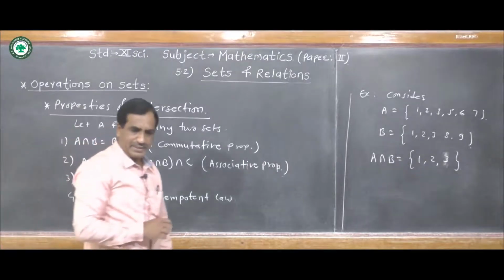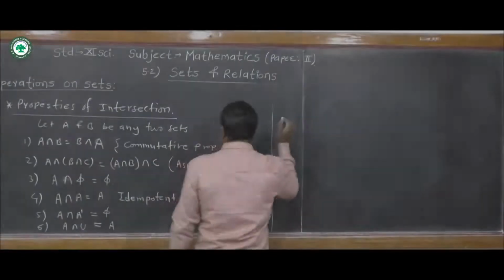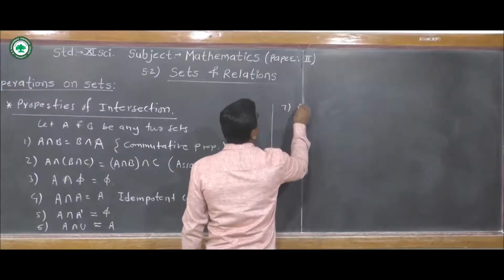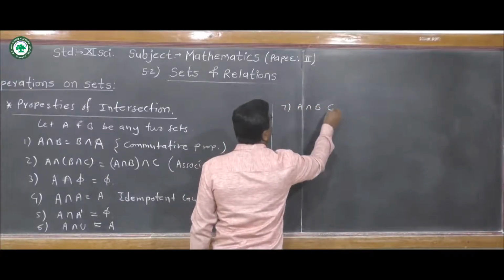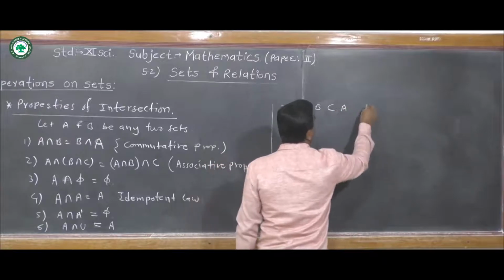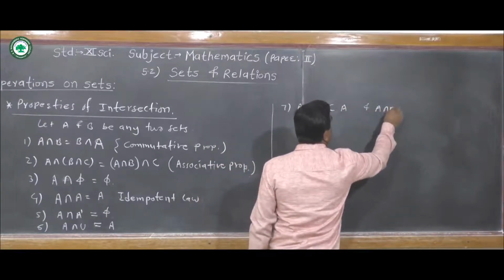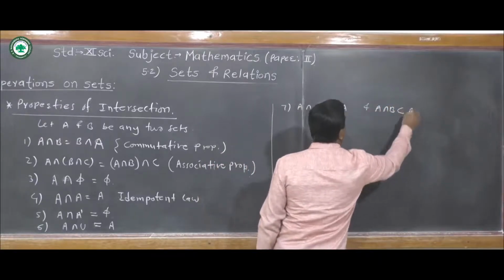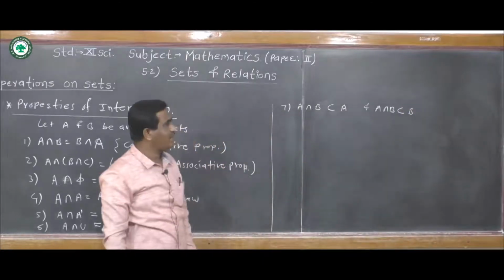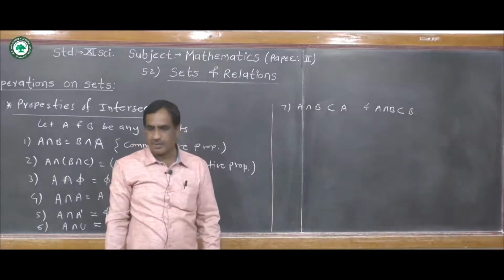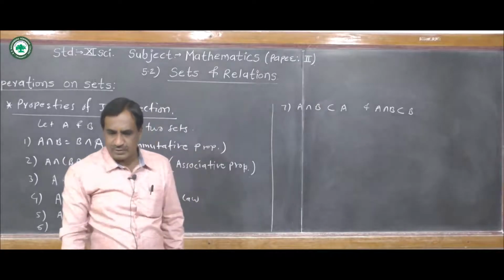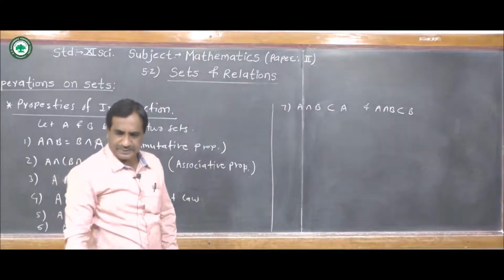The next property is number 7. A intersection B is a subset of A and A intersection B is a subset of B also. That is, A intersection B is subset of A and subset of B. Now next property is distributive property.